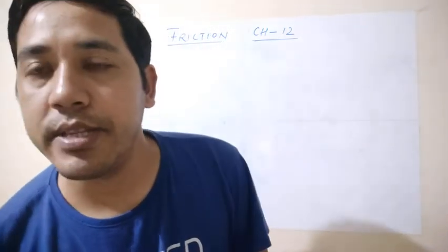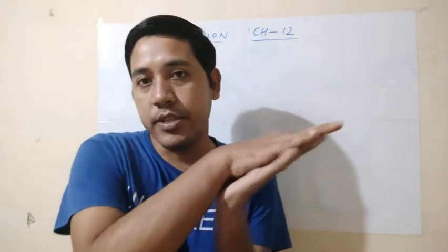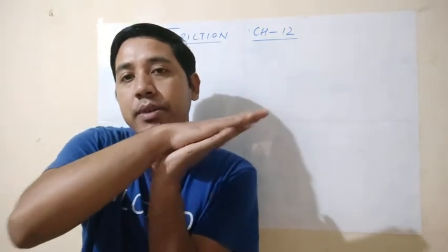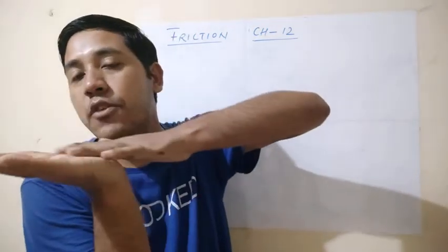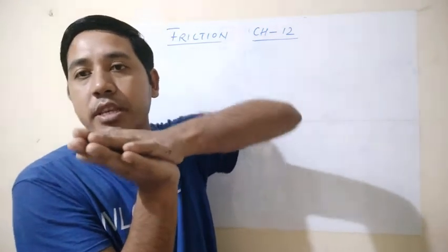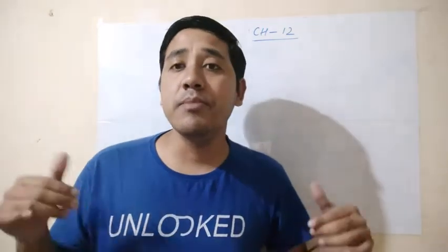Before I start explaining this friction, just see this activity. When we rub these two surfaces, what will happen? It produces heat, right? This rubbing surface produces heat. This is also because of friction. And what does it mean by friction?